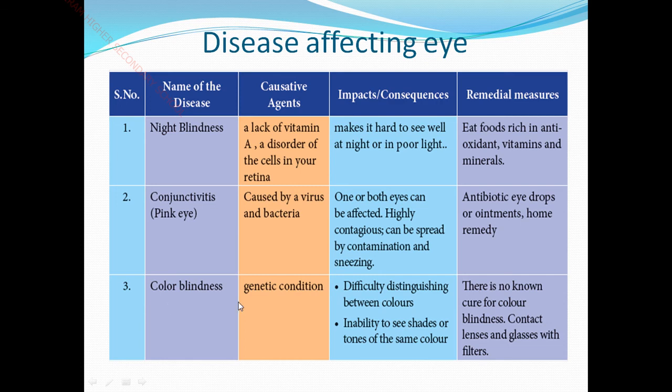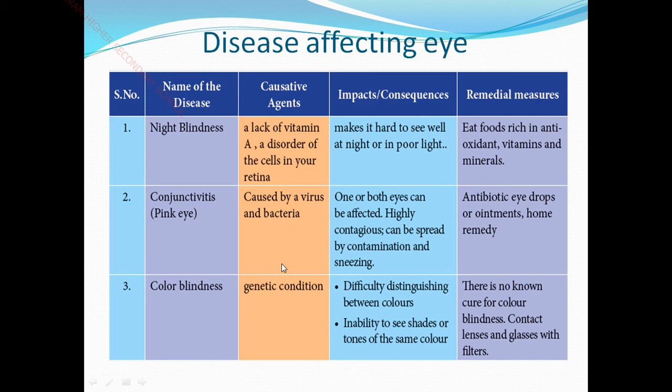And the third kind of disease affecting the eye is color blindness. Color blindness, unlike other diseases, is not caused by a bacteria or virus or lack of vitamin. It is a genetic condition. Here the person is unable to distinguish between colors. He is unable to differentiate different types of colors, so he is not able to see shades or tones of the same color. Since this is a genetic condition, there is no cure for color blindness. But in addition, we can wear contact lenses and glasses with filters to somewhat get relief from this disease.